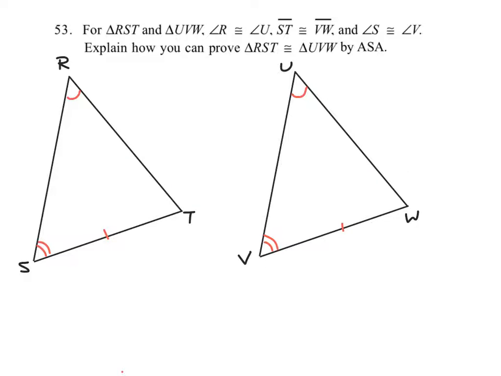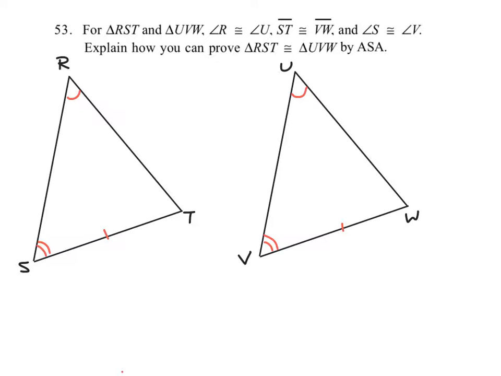Now, this would be enough to prove congruence through angle, angle, side, but what they're saying is explain how we could prove that the triangles are congruent through angle, side, angle. And since we only have one side, this has to be the included side, which means we need the angles on either side of this, right? Well, how can we prove that angle T is congruent to angle W?